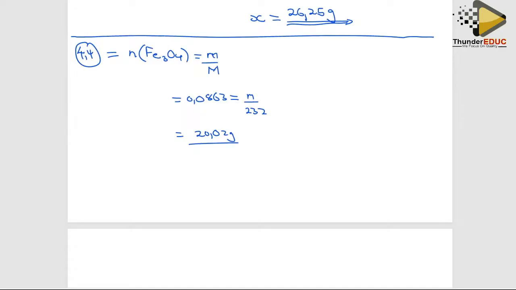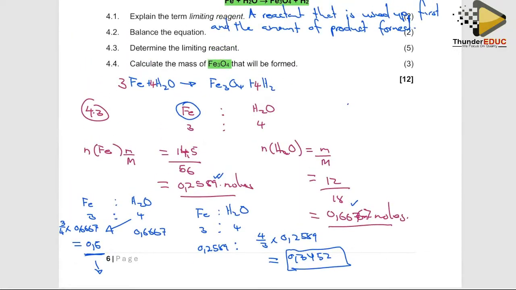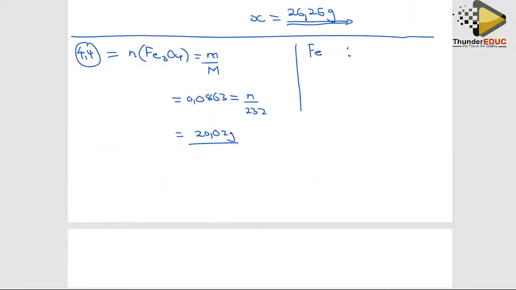Then the question might arise as to how do I get the 0,0863, right? So I'm actually going to say in terms of my limiting reagent, remember my Fe is my limiting reagent, right? So Fe versus Fe3O4, right? So Fe3O4 there, according to the balanced equation, is 3:1, right? So the mole ratio there, Fe to Fe3O4, is 3:1 according to our balanced equation, right?